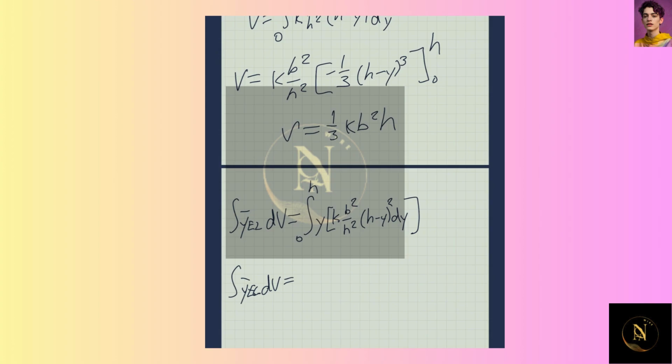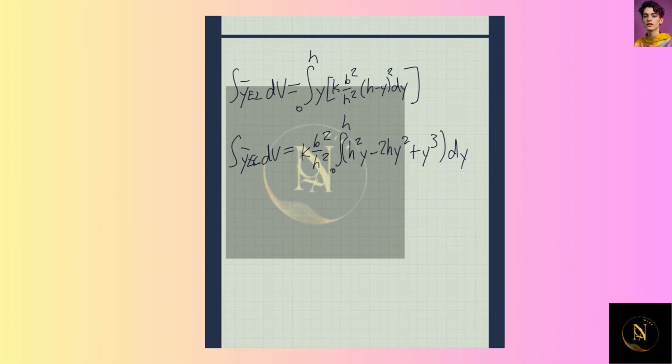And so simplifying this equation so that we can solve the integral, we get that it is equal to k b squared over h squared, pulling the constants out, times the integral from 0 to h of h squared y minus 2hy squared plus y cubed dy.